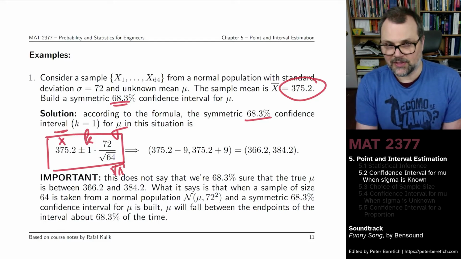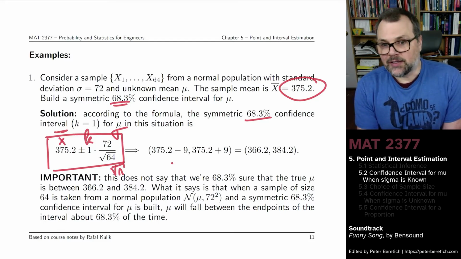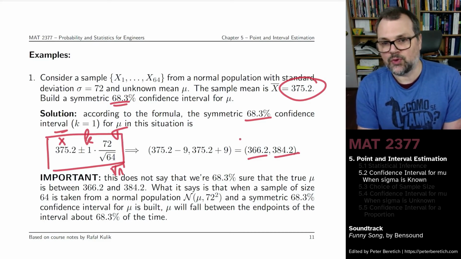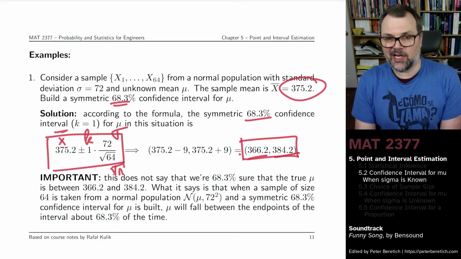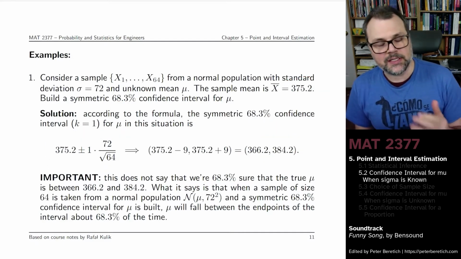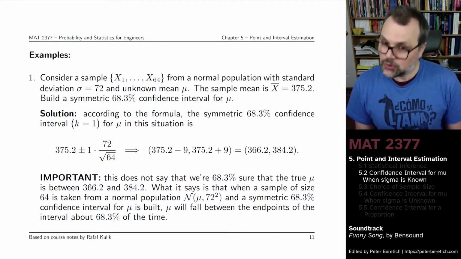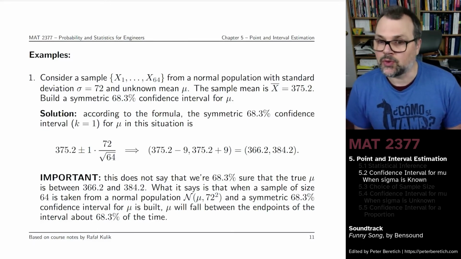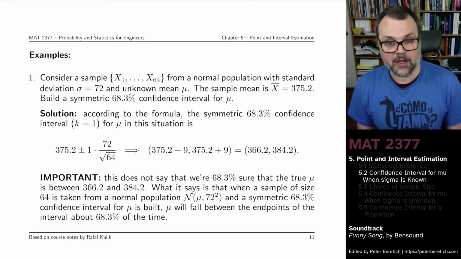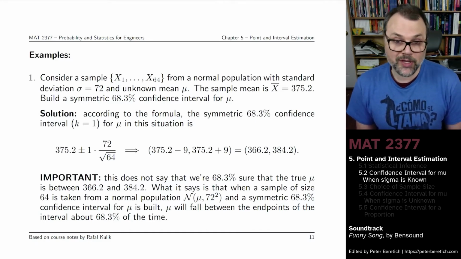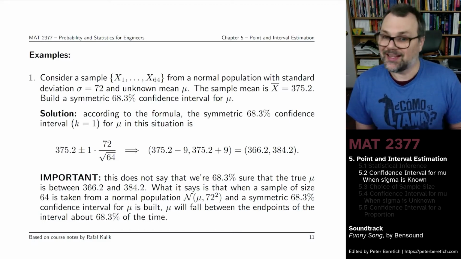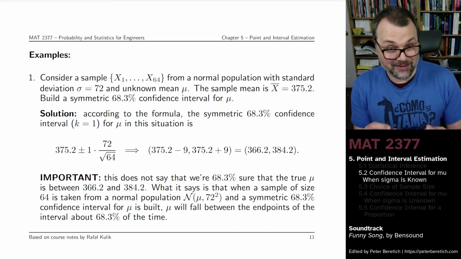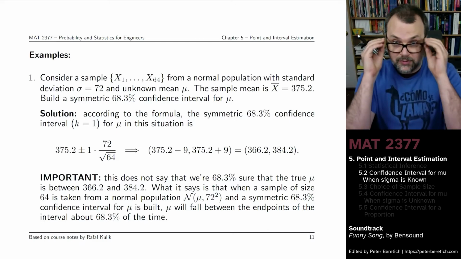And if you add these all up, if you start with the minus, you get 366.2, if you use the plus, 384.2. So that is your confidence interval for the true mean mu of the underlying normal population. And so you are 68.3% certain that the true mean is between 366.2 and 384.2, right? Actually, that's not what it means at all. When you say that you have built a 68.3% confidence interval, we're not saying that we're 68.3% confident that the true mean is between these two values.